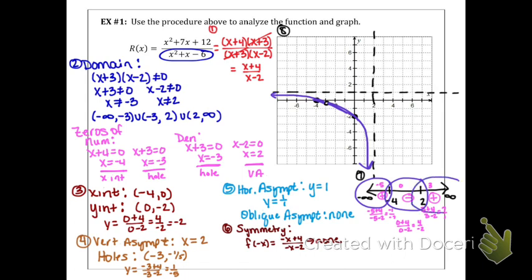Then what we can see here, from 2 to infinity, our graph is going to be totally above the x-axis. So that means it's going to have to be up here in this upper section, and it's just shaped by our asymptotes. And so there is a picture of our graph.